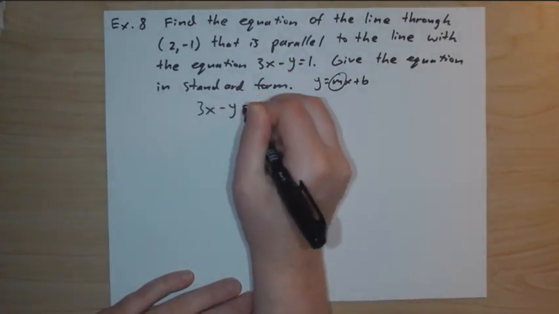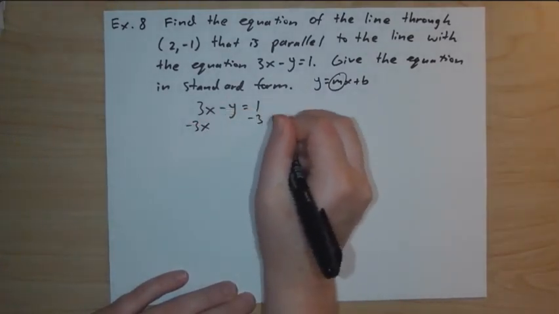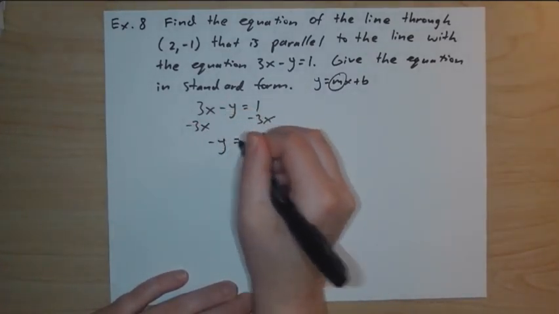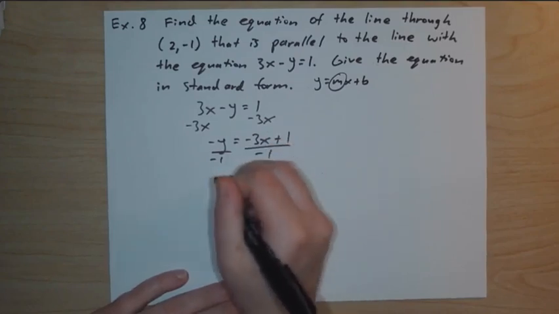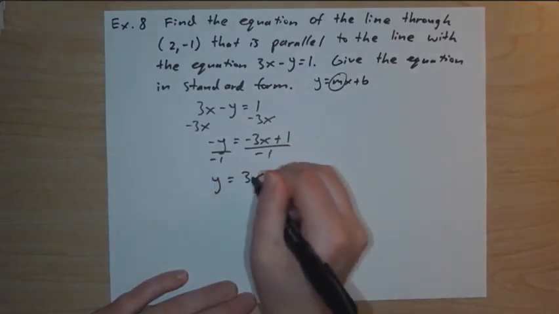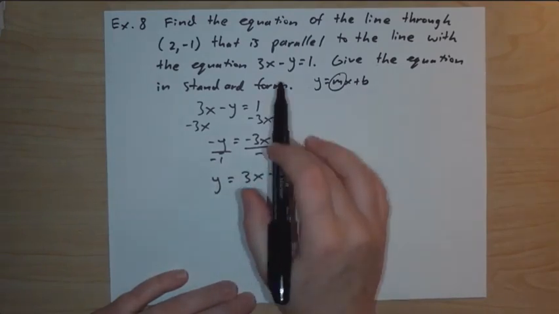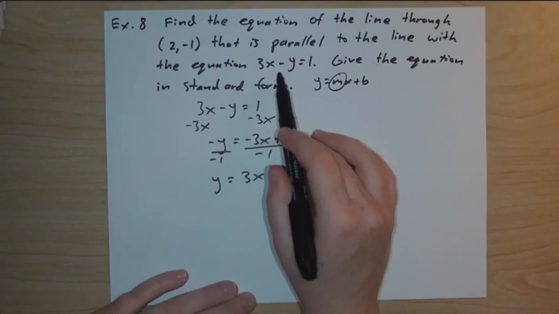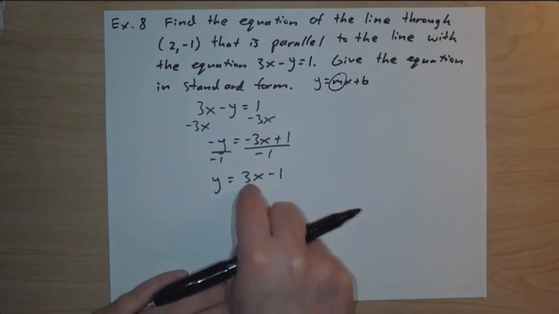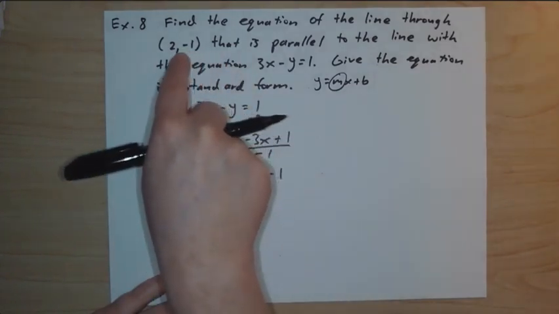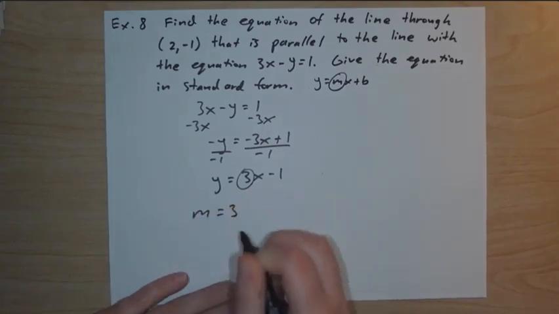So we're going to solve this equation for y. We have 3x minus y is equal to 1. We subtract 3x on both sides, so we have negative y is equal to negative 3x plus 1. We're going to divide by negative 1 on both sides, so we have y is equal to 3x minus 1. So now that this is in slope-intercept form, we see that the slope of this line is 3, which means that the slope of the line that goes through (2, -1) is also 3. So our slope is going to be 3.